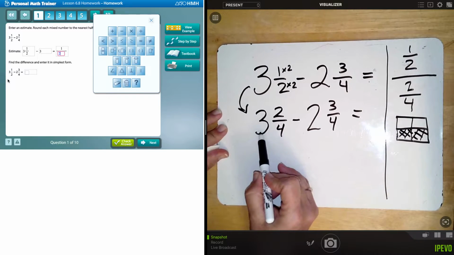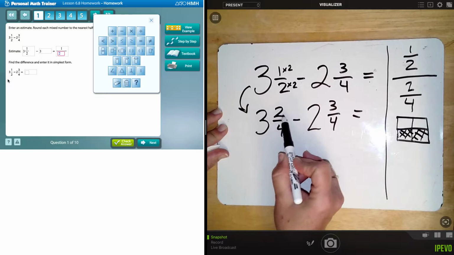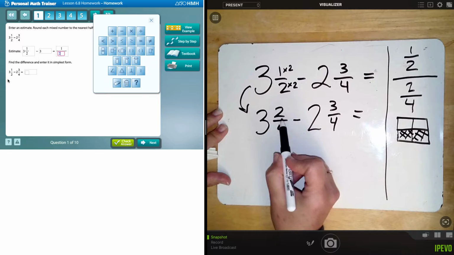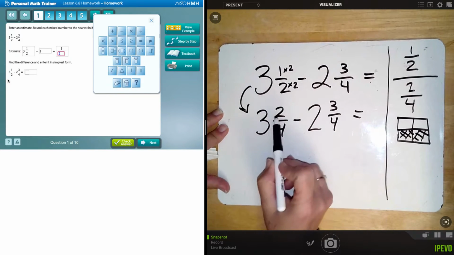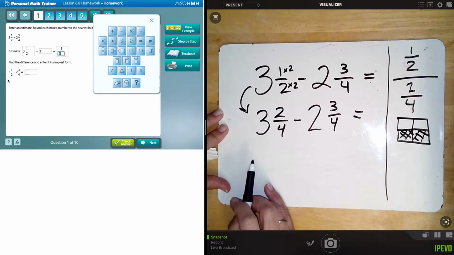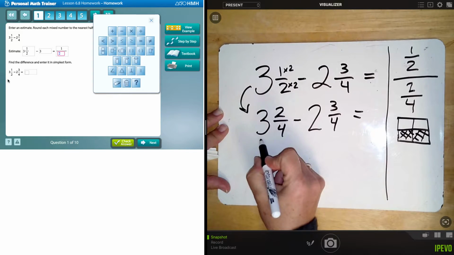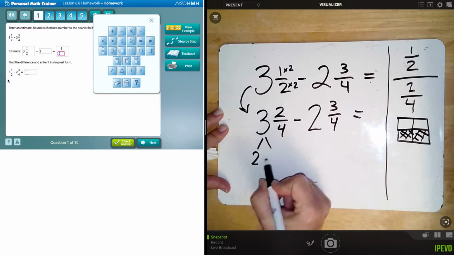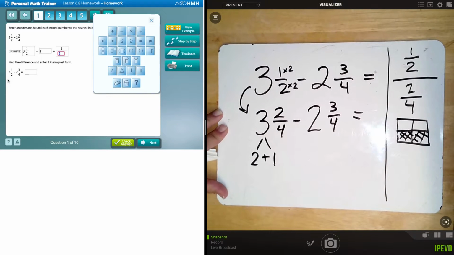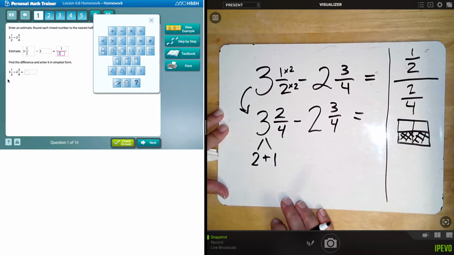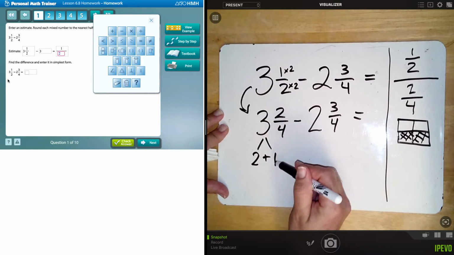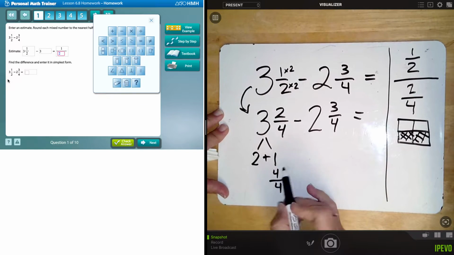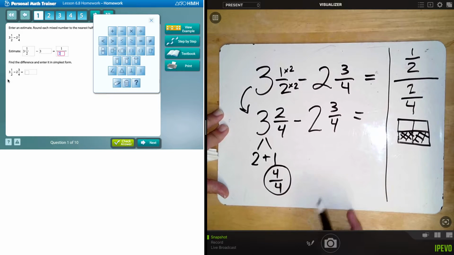Now, I can do 3 minus 2, but I can't subtract 2 minus 3. And when I'm subtracting fractions, I just need them to have the same denominator, and then I can subtract the numerators, the numbers on top. But what I'm going to do is I'm going to kind of rename this mixed number. I could rename 3 as 2 plus 1, right? 2 plus 1 is the same thing as 3. But I'm going to rename this 1 as 4/4, because 4/4 is the same thing as 1 whole.